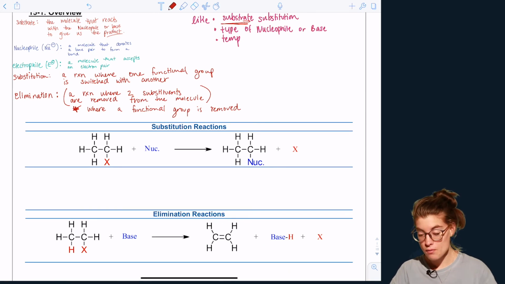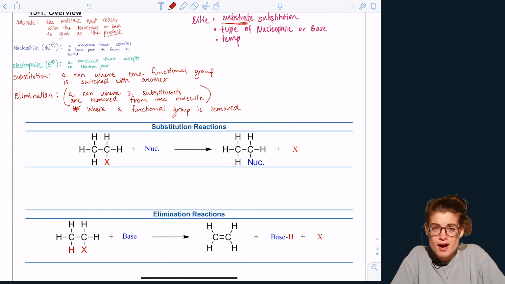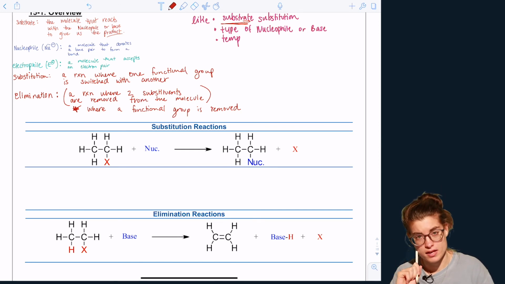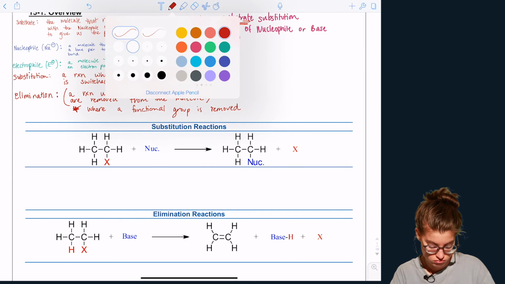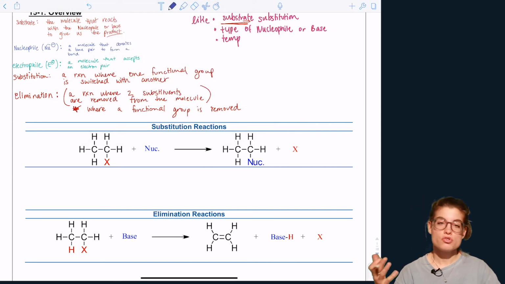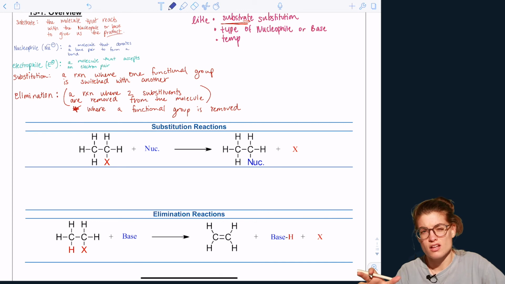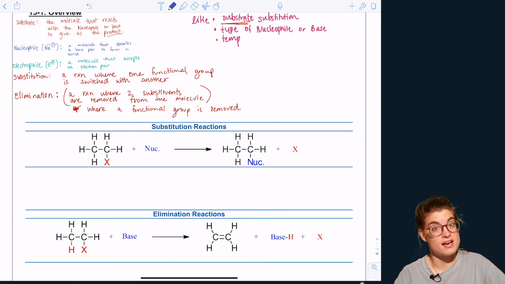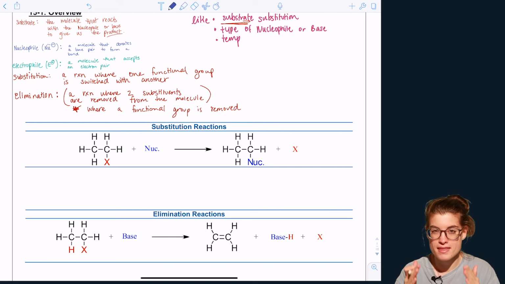Okay, now we're going to talk about what is a base. We've already talked about it. You probably were like, Renee, I know what a base is. That's good. So what's the definition of a base? Usually in organic chemistry, we're focused on Bronsted-Lowry bases. In terms of a Lewis base, it donates electrons. Or in terms of Bronsted-Lowry, it accepts a proton. But in order to accept that proton, it had to donate electrons to form that bond.